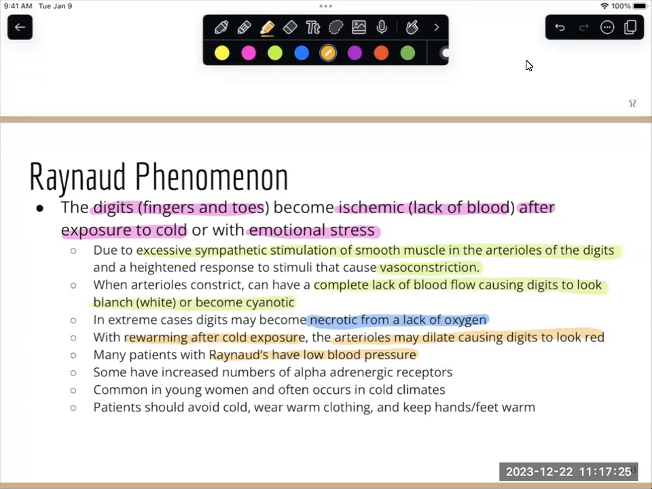I have Raynaud's. I've scared people with my blood pressure before. The lowest I think it's been is 96/62. I've scared people with that blood pressure. Some people have increased alpha adrenergic receptors. It is common in young women and people who are in cold climates. So people with Raynaud's should avoid cold weather, wear warm clothes, and keep their hands and feet warm.